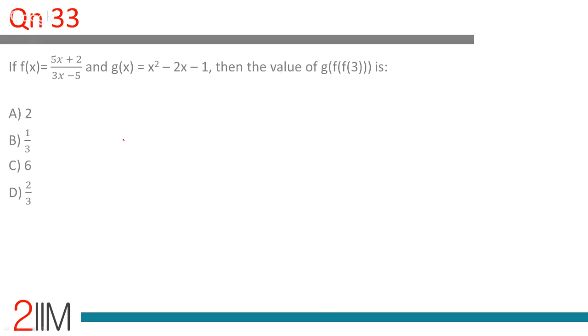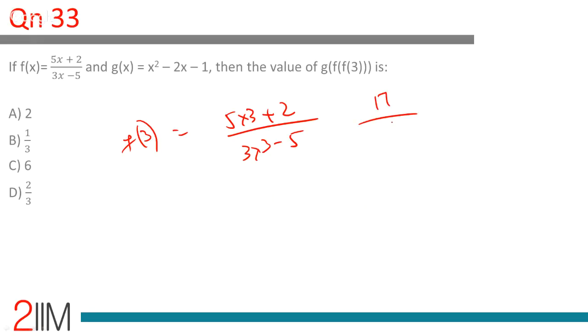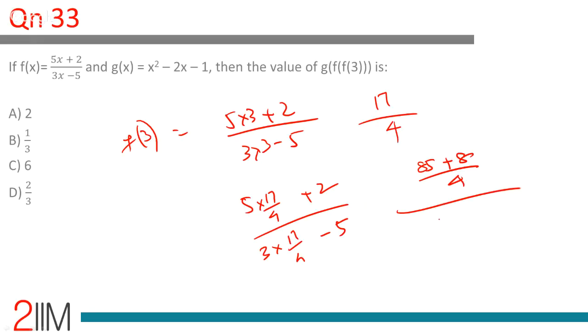g of f of 3. Let's find f of 3 first: (5 into 3 plus 2) by (3 into 3 minus 5). So this is 15 plus 2, 17. 3 into 3 is 9, 9 minus 5 is 4. So f(3) is 17 by 4. Then 5 into 17 by 4 plus 2, by 3 into 17 by 4 minus 5. 5 into 17 is 85, plus 8, by 4; 3 into 17 is 51, minus 20, 31 by 4. This is 93 by 31, which is 3.